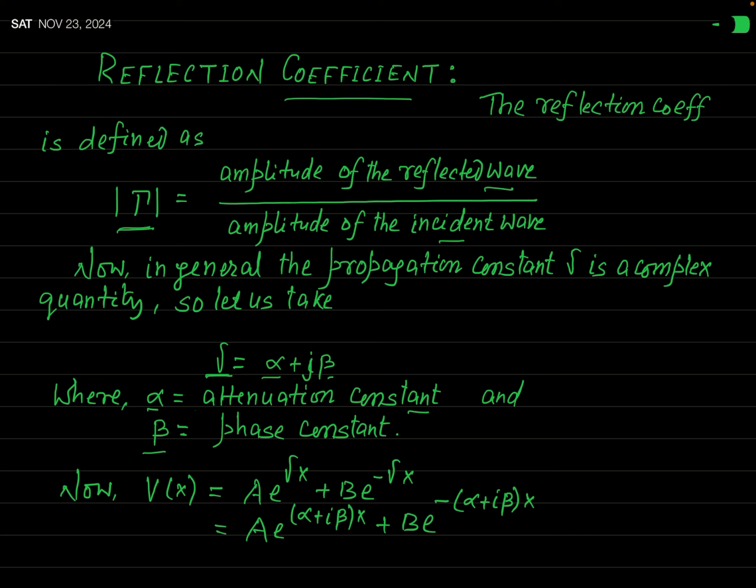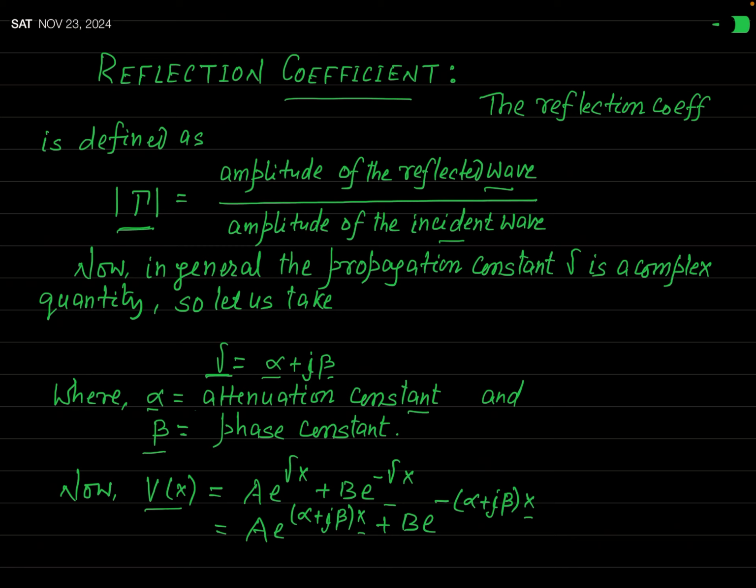Now let us see V of x. You know this is given by A times e to the power gamma x plus B times e to the power minus gamma x. But you have now considered gamma is equal to alpha plus j beta. So this is A times e to the power (alpha plus j beta) times x, plus B times e to the power minus (alpha plus j beta) times x.